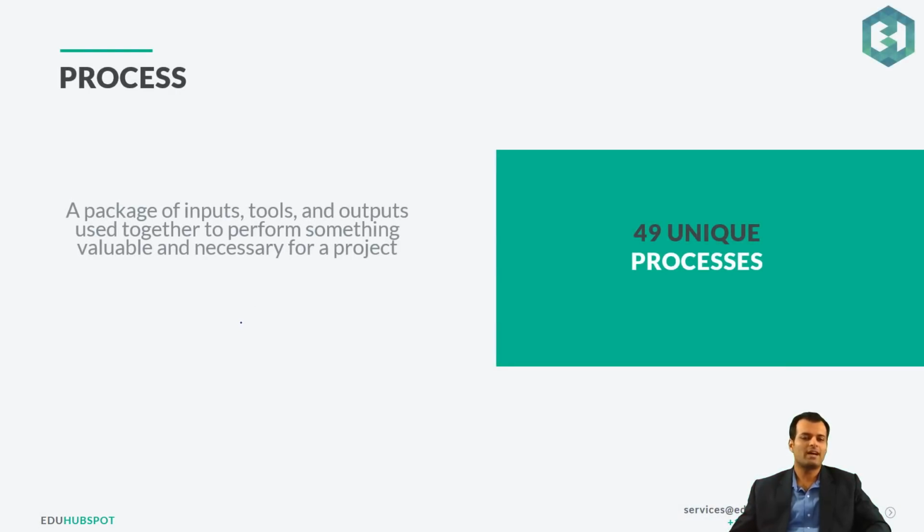So first of all, I have been talking about these terms like 49 processes, 5 process groups and 10 knowledge areas. So first term is processes. What is a process? What am I referring to? So a process is a package of inputs, tools and outputs used together to perform something valuable.